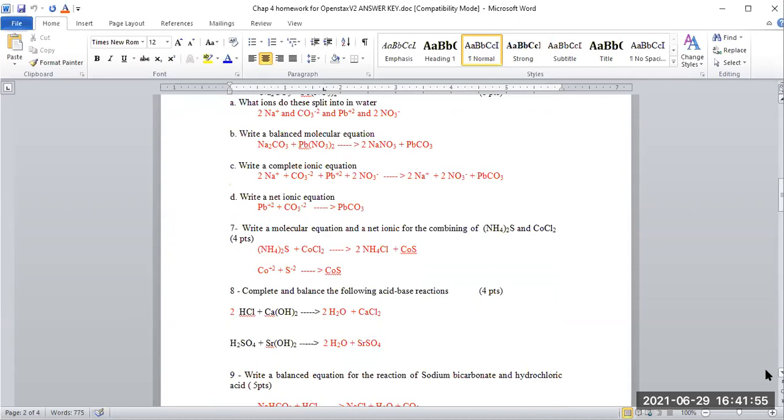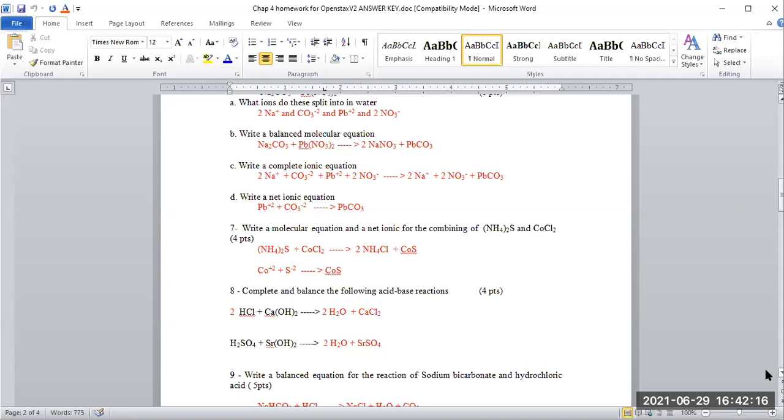When you have your ammonium sulfide and your copper chloride, again, you've got to pull your 2s out in front. You cannot make it NH4 to Cl2. It's got to be the big 2 out in front. That's also not a precipitate.